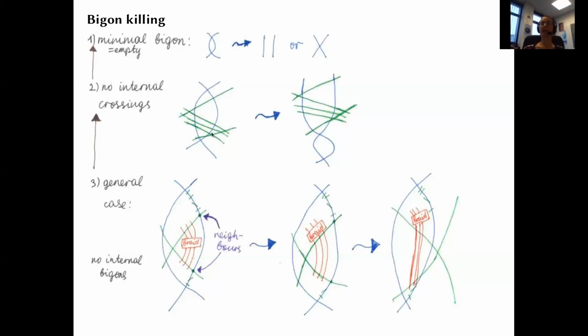Why is the beigen killing interesting? If you have killed all the beigens, it means that you will have diagrams where every 2 strands can intersect only once. It means that you cannot have too many intersections, and that is why your object will be definitely finite. That is the proof.